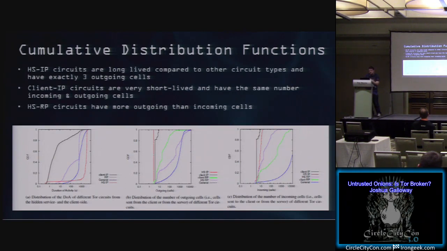Between the client and the introduction point, they're very short-lived and have the same number of incoming and outgoing cells. So basically, they made this cumulative distribution, plotted these cumulative distribution functions, and found they could reliably distinguish between them without knowing the contents, of course.